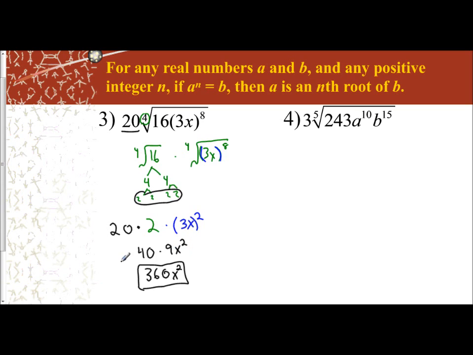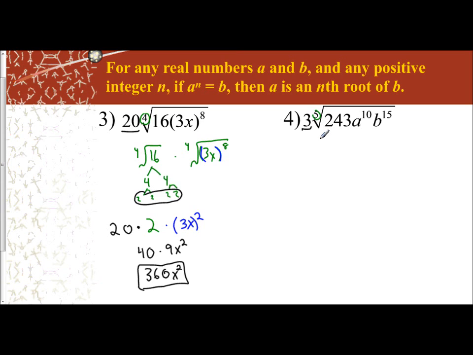And so even with fourth roots, the shortcut works. Let's look at example number 4. Just like before, we have a number on the outside, 3. That means we're going to take that into consideration at the end. I'm going to make a note that we are looking at the fifth root.